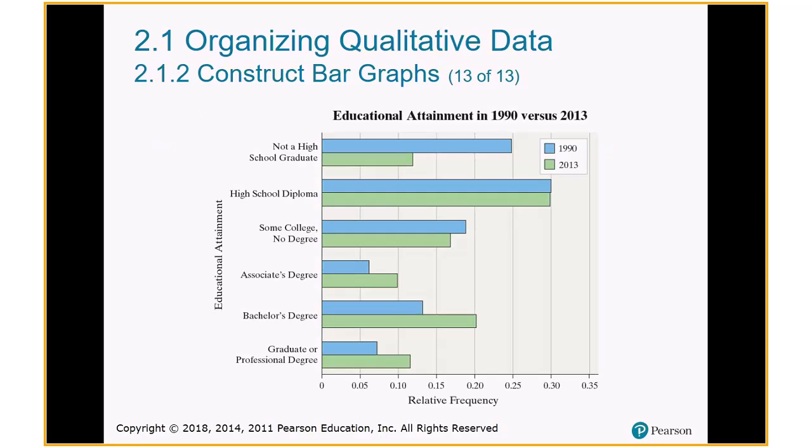So let's look at this. Not a high school graduate in 1990 versus 2013. High school diploma, it's about the same. Some college, no degree. Associate degree has gone up. Bachelor's degree has gone up. Professional degree has gone up. And this is 1990 to 2013.